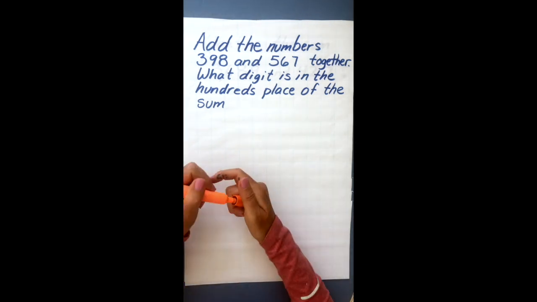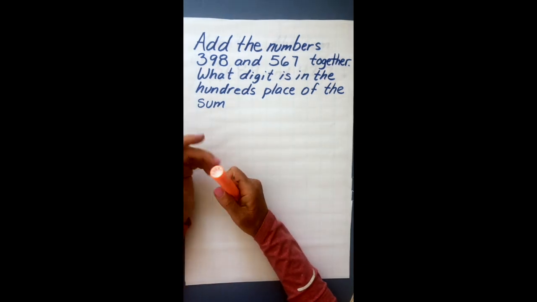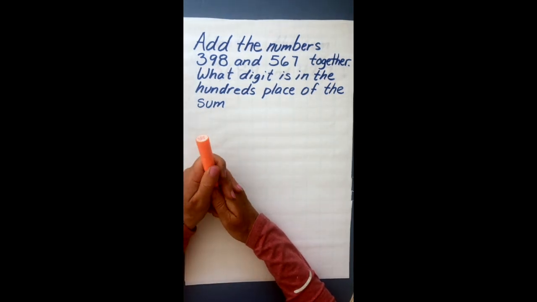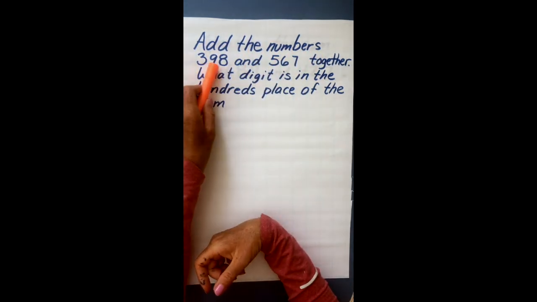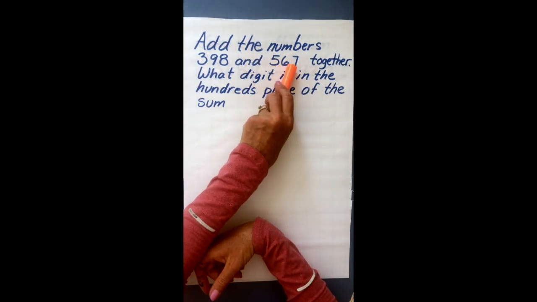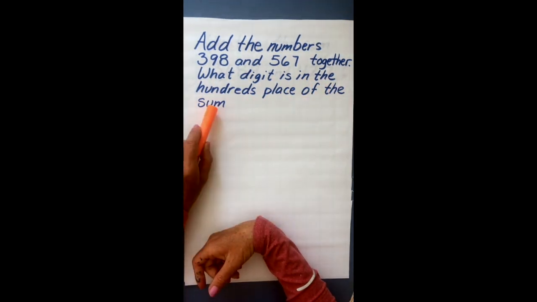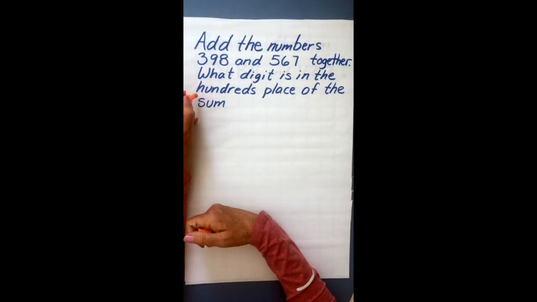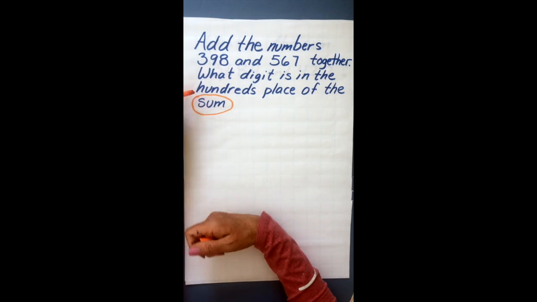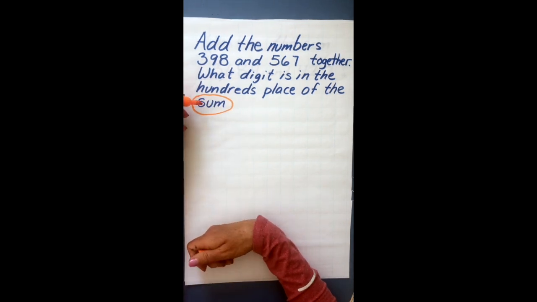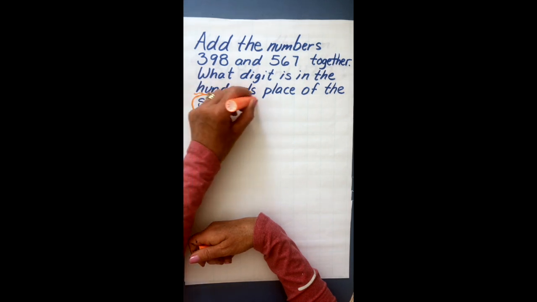Now remember, these are getting increasingly difficult. So if you think they're getting harder right now, that's normal. It says add the numbers 398 and 567 together. What digit is in the hundreds place of the sum? So again, we have the sum. So they're asking you, once you get your answer, which digit is in the hundreds place? So that's what we're trying to find out.